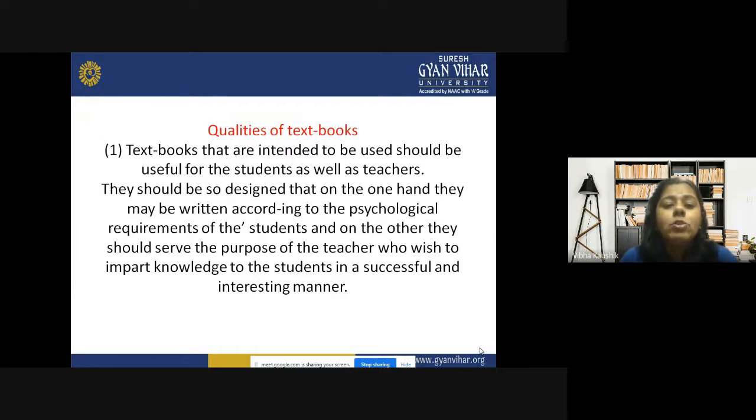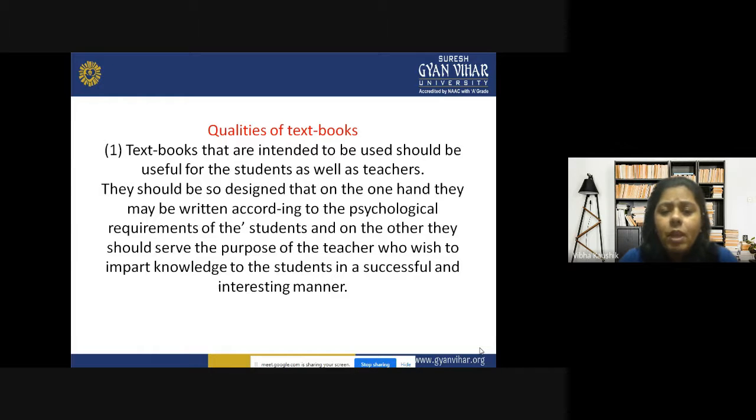Now, qualities of textbook. Textbooks that are intended to be used should be useful for the students as well as the teacher. Means a textbook, when it is being made, should be qualitative only when it is not only useful for the students but also for the teacher. They should be so designed that on the one hand, they may be written according to the psychological requirements of the students, and on the other hand, they should serve the purpose of the teacher.